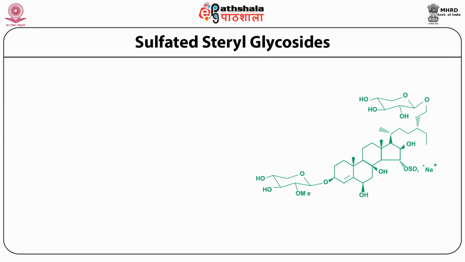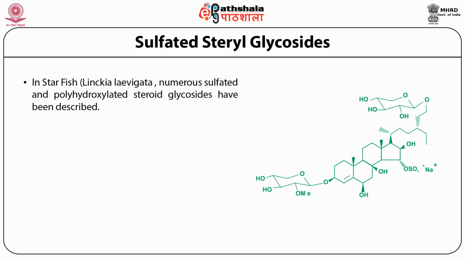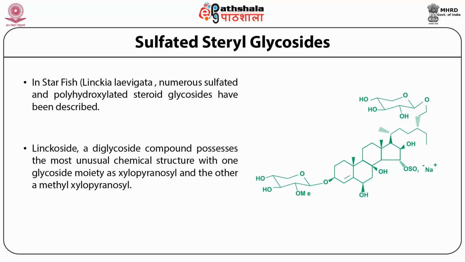Sulfated steryl glycosides are another important subtype of the complex sterol lipids. These sulfated steryl glycosides are a peculiar characteristic of the starfish. In Linckia laevigata, which is a starfish, various polyhydroxylated and sulfated steroid glycosides have been portrayed. Linckoside, a diglycoside compound, possesses the most unusual chemical structure, with xylopyranosyl as one glycoside moiety and methyl xylopyranosyl as the other unit. The other homologue configuration but with only a single glycoside moiety has also been depicted for sulfated steryl glycosides.